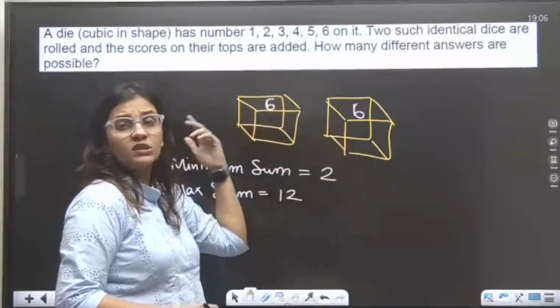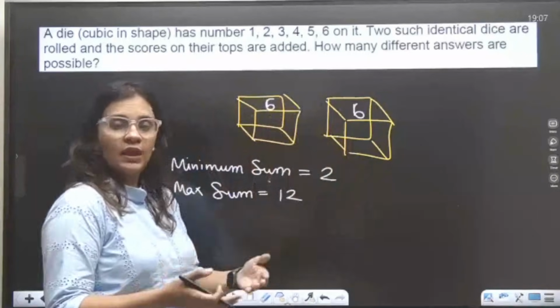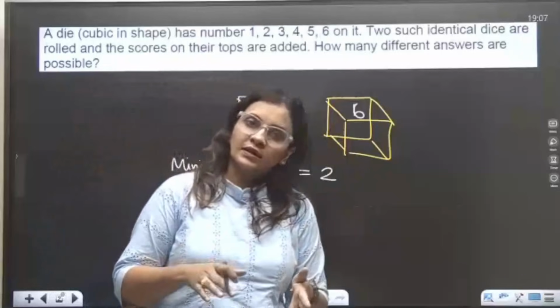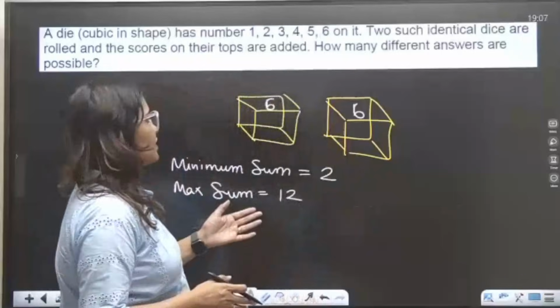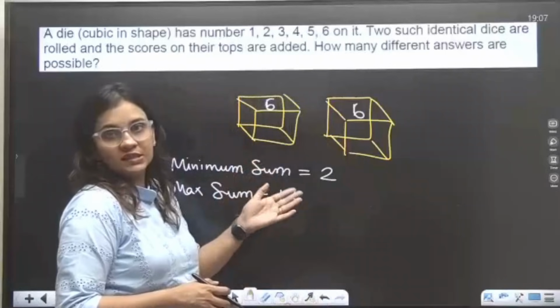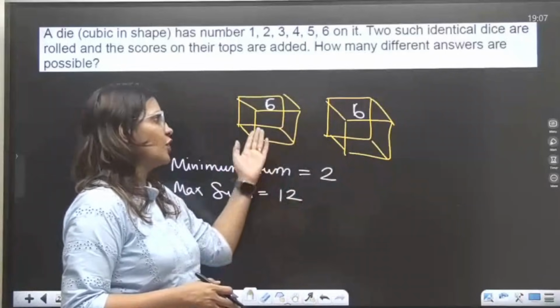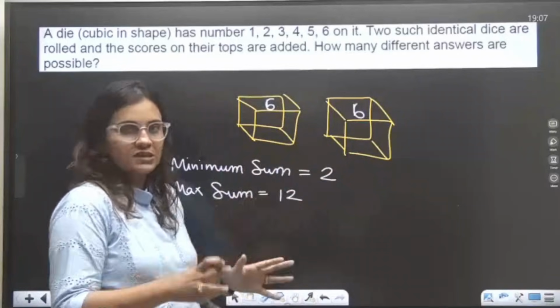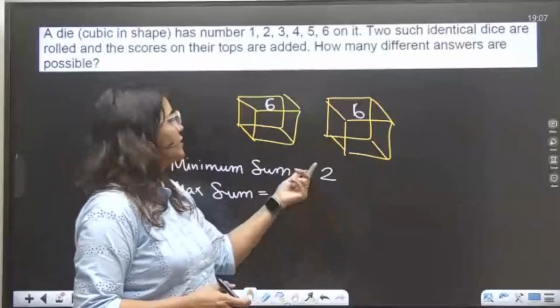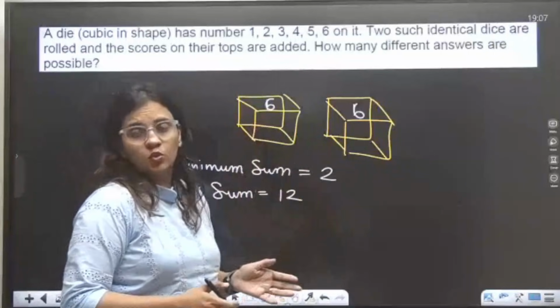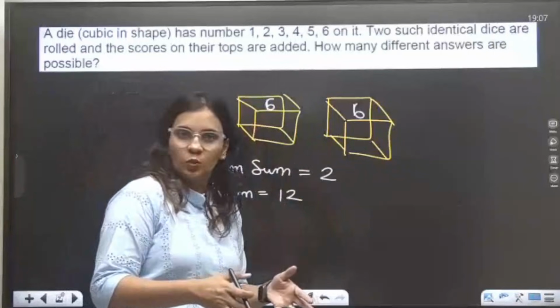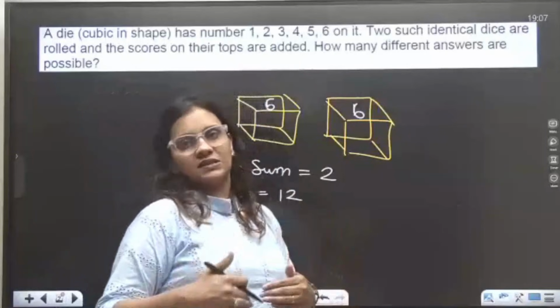7 can be formed by 4 and 3. 8 can be 4, 4. 9 can be 5 and 4. 10 can be 5 and 5. 11 can be 6 and 5. And 12 can be formed by 6 and 6. So the maximum sum we can get is 12 and the minimum sum we will get is 2, when both the dice give 1 and 1. We cannot get a sum less than 2.